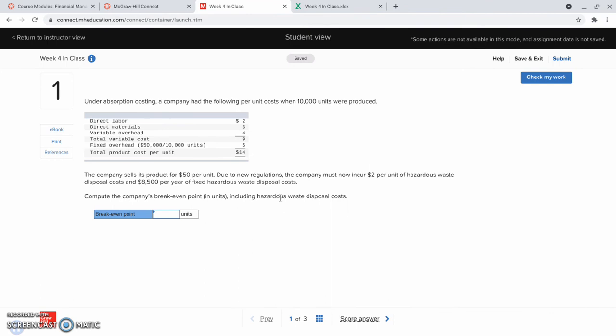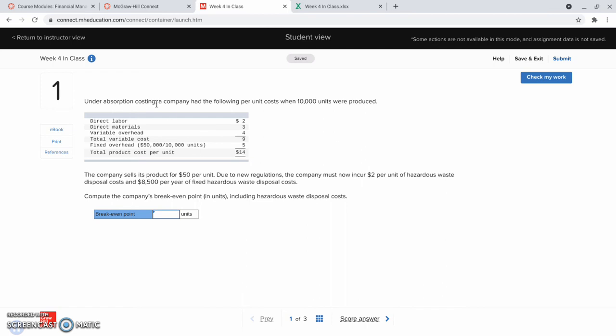We're going to be using an Excel document to help us with this, and the Excel document is on the overview to help you with that. So, the first one, we're looking at absorption costing.